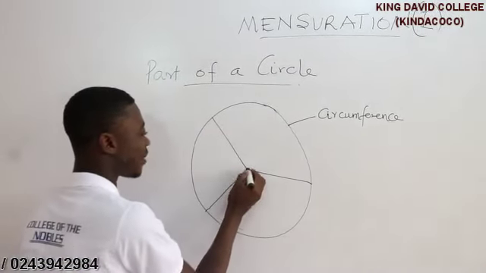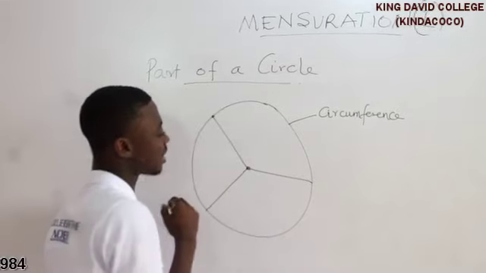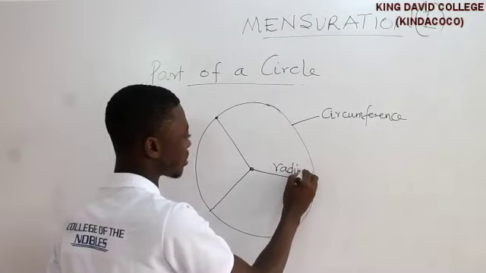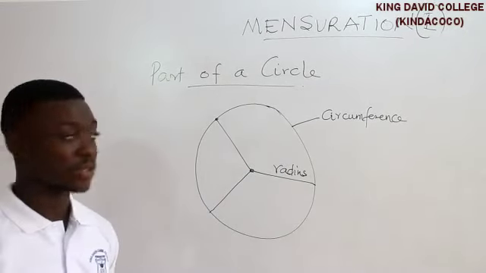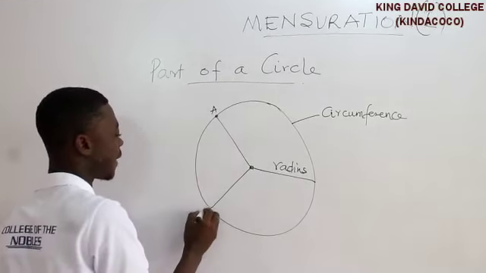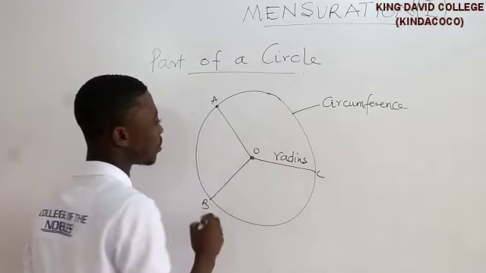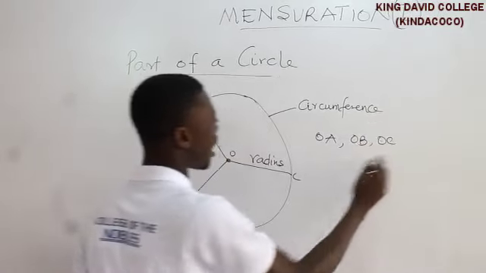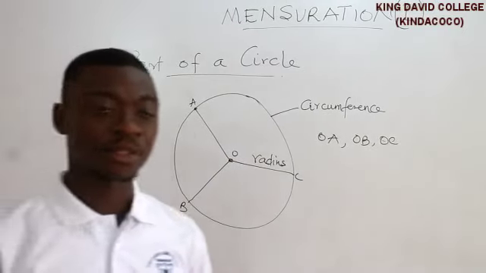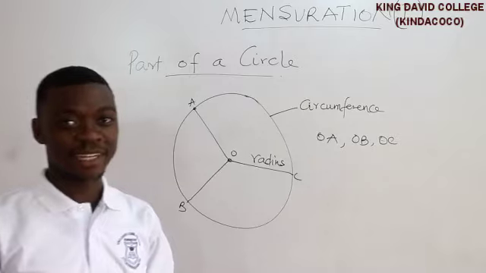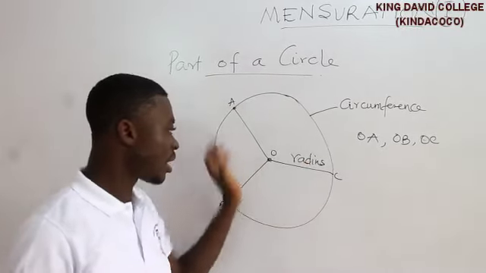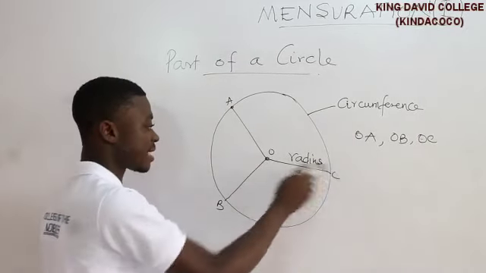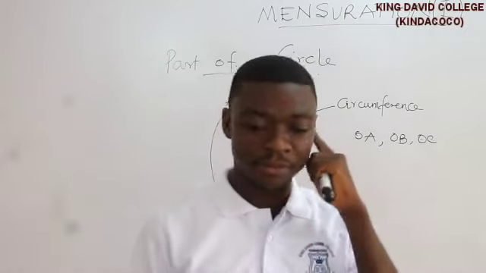The line you pick from the center of the circle to any part of the circumference is called the radius. So this line is called the radius. If it hits the points A, B, C, and this is O, then we say OA, OB, and OC are all radii, because the plural form of radius is radii. So from the center to the circumference is called a radius.